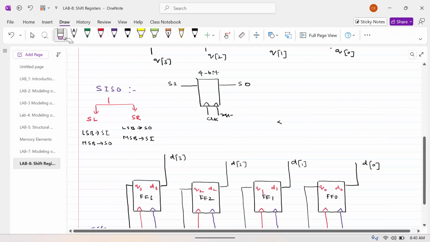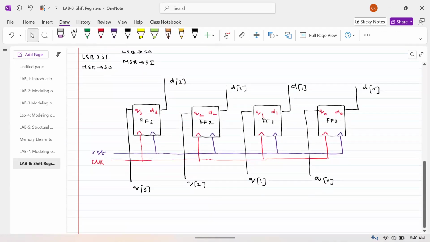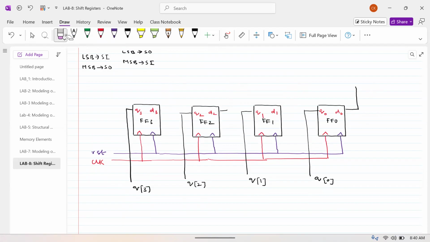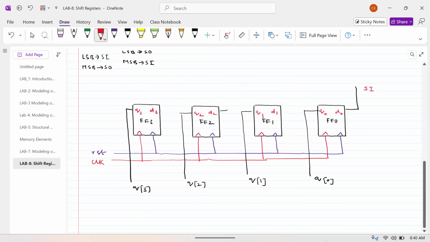Good, so far so good. Let us give the connection according to this. I'm going to write the shift left operation. That means this input should not be here, and this should not be here either, and all these things. What should be the name of this one? It is the serial in data.